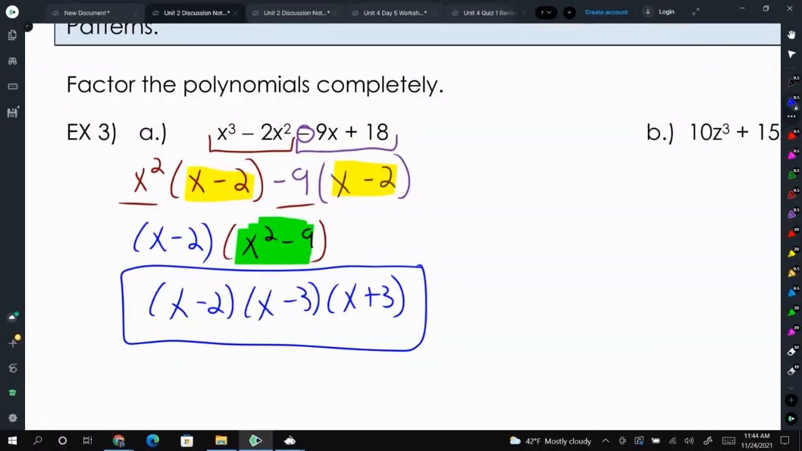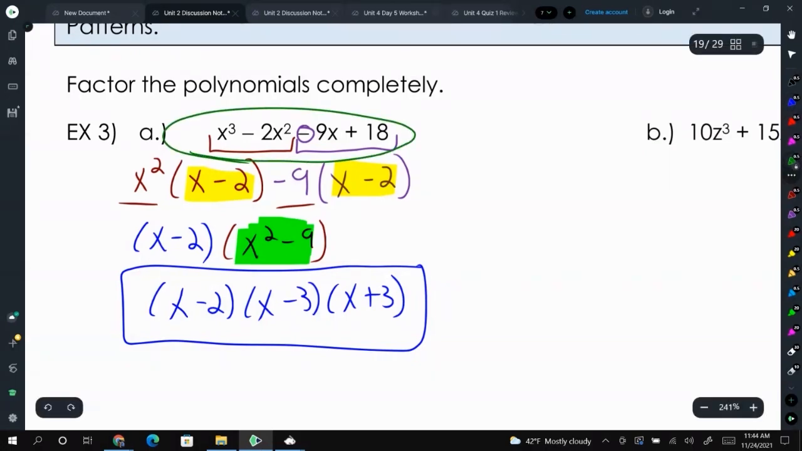And this would be useful if I asked you to graph this problem. If I said graph this polynomial function, we've never really talked about that. But now that we can factor that, we've talked about how to graph this with no problem.